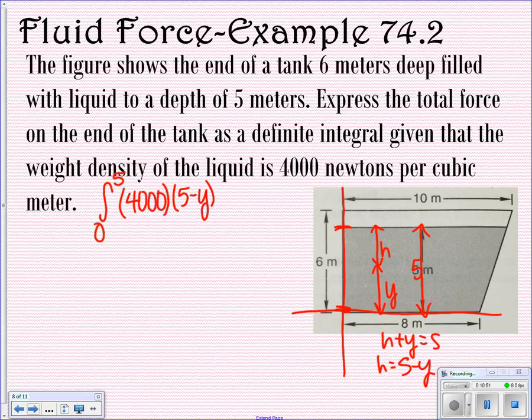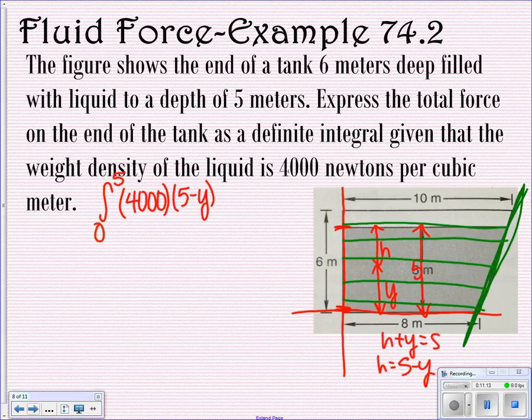We also need to find our area. Now this one is different because as you go up closer to the surface of your liquid, you see how the length that I'm drawing is getting longer? And so the way that you figure out what the length of your rectangle is, is to figure out the equation of this line here.